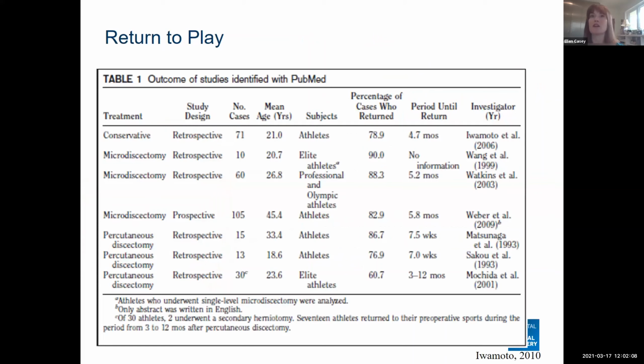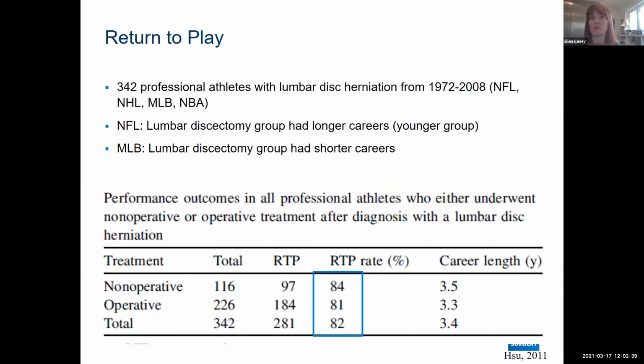And just for the sake of time, we'll quickly tell you there's very little on return to play. Iwamoto did a study in 2010, which compared mostly retrospective studies, case series, small numbers. But if you look here, most athletes return to play, and the period of return certainly varies, everything from 7 weeks to 3 to 12 months in some of these studies, but some are older and mostly retrospective. So we have to take it with a grain of salt.